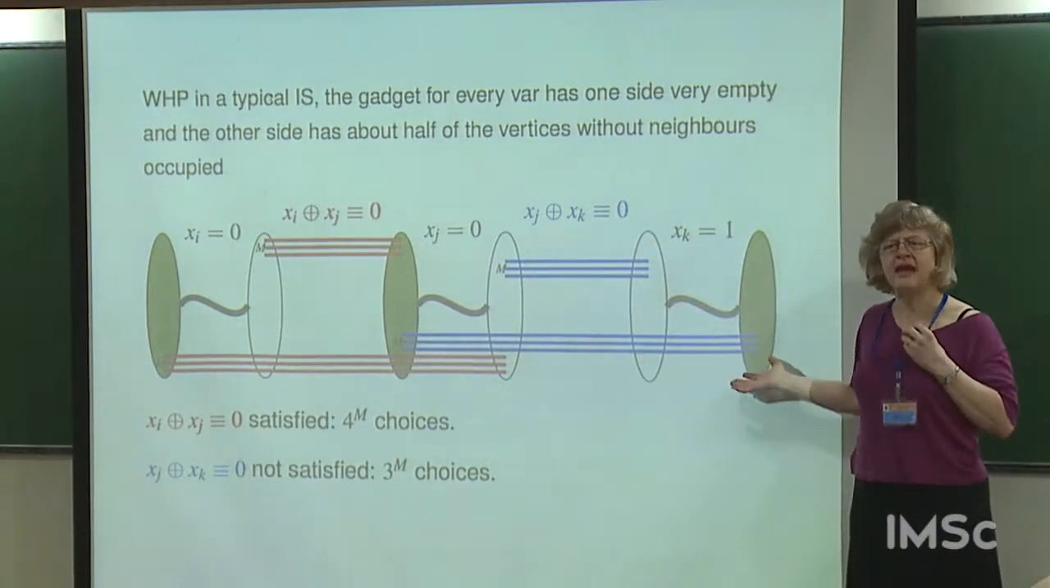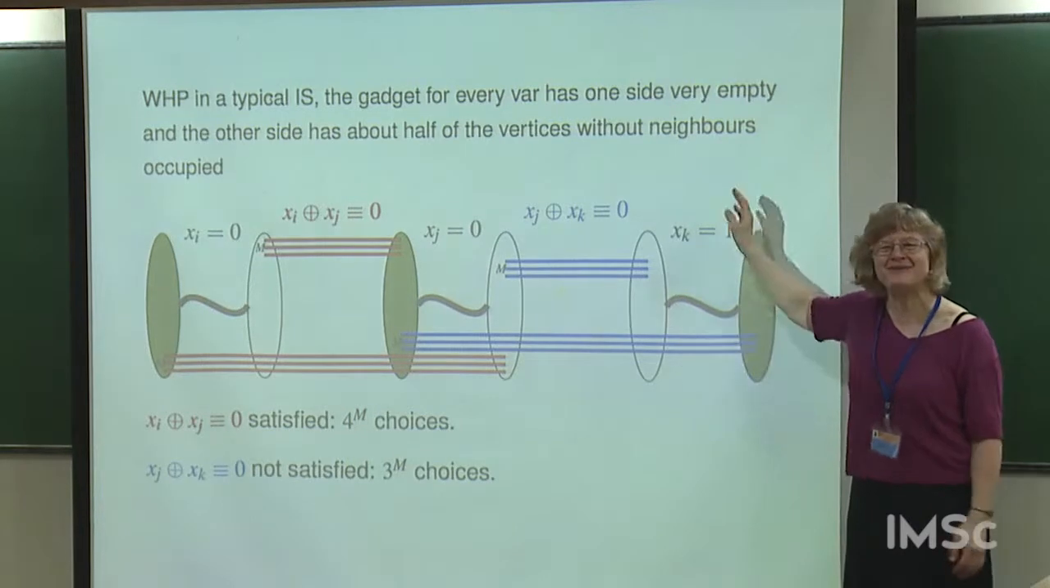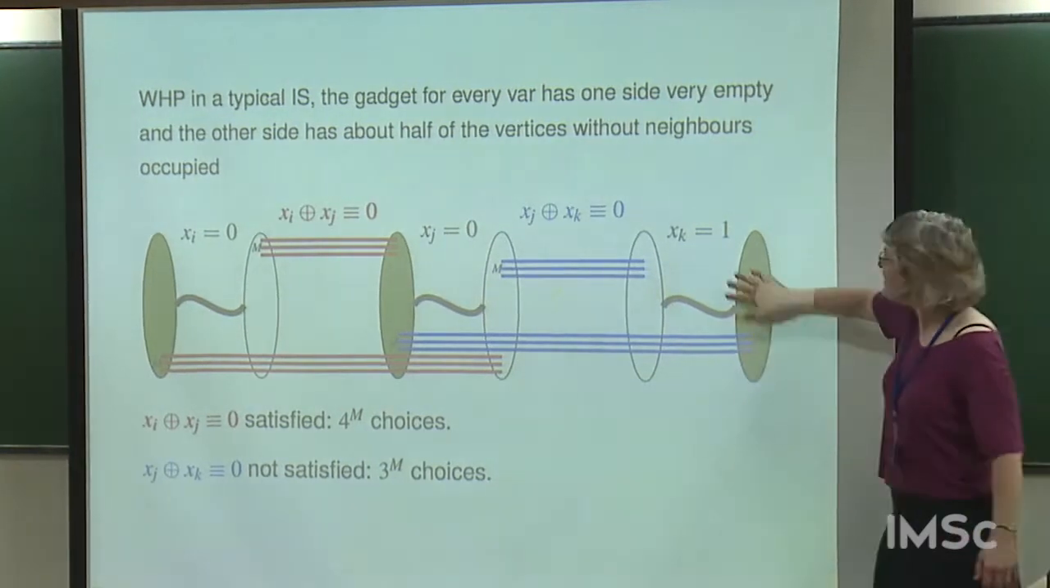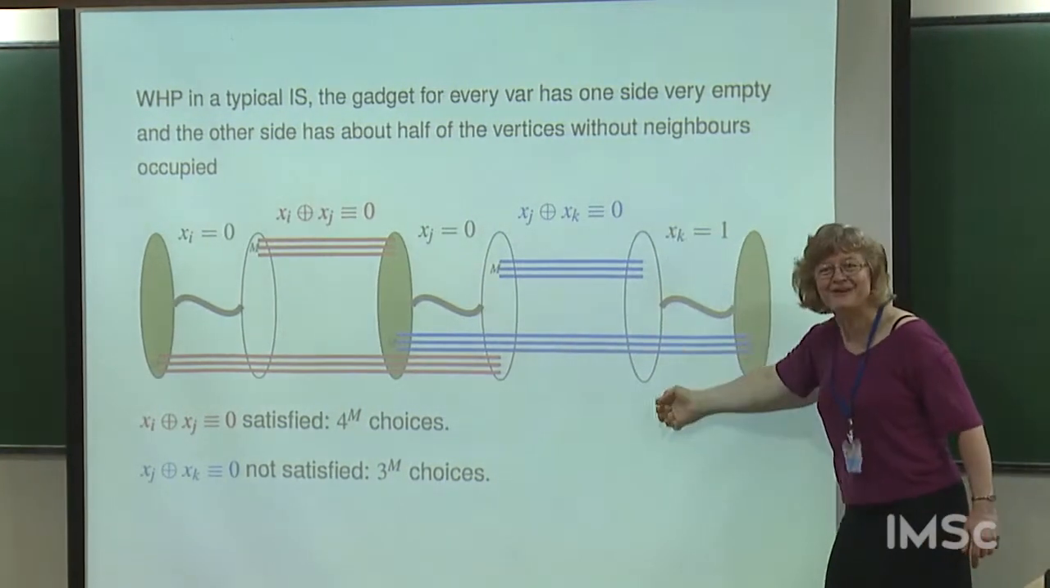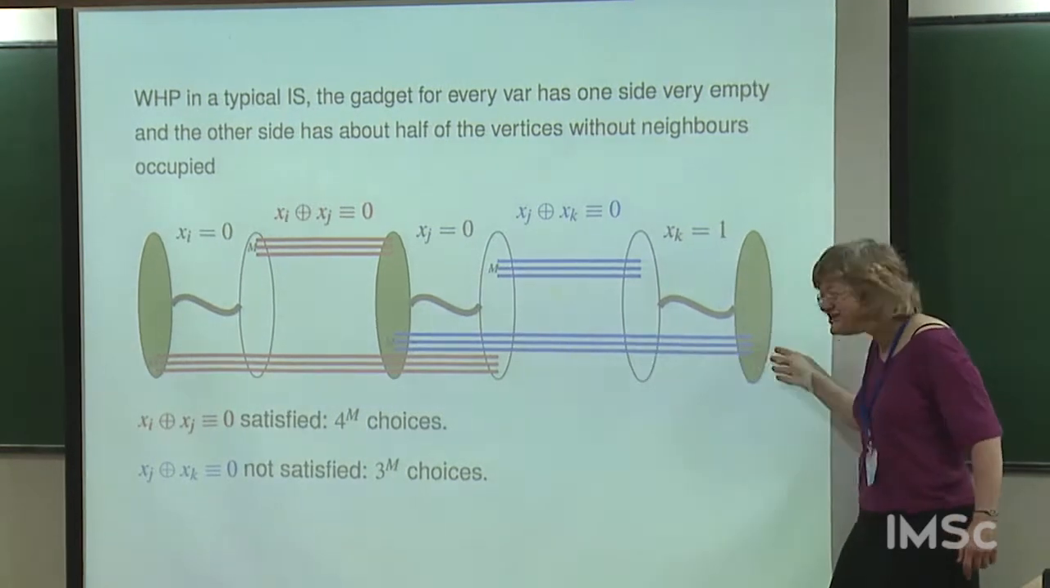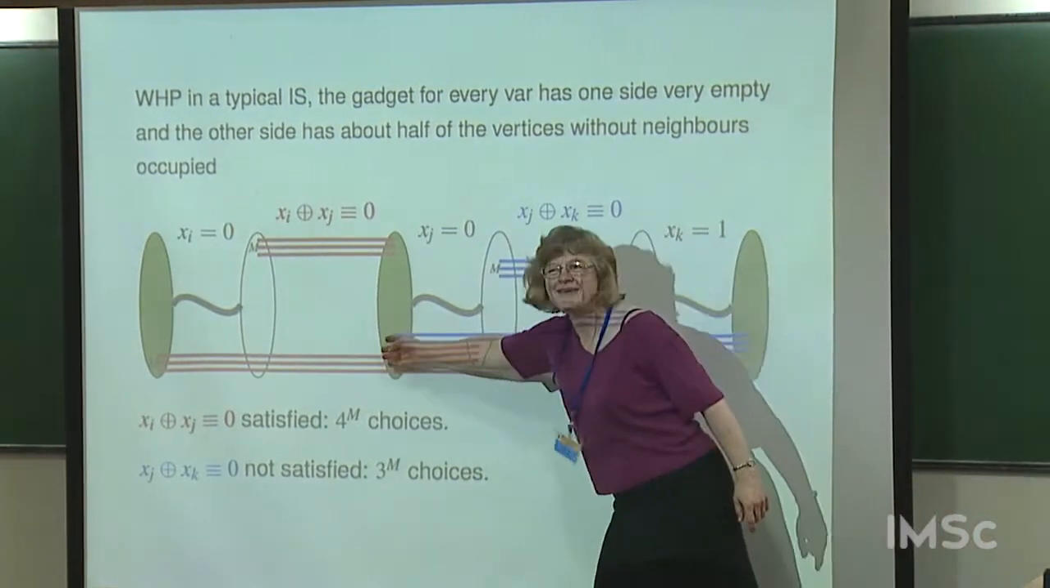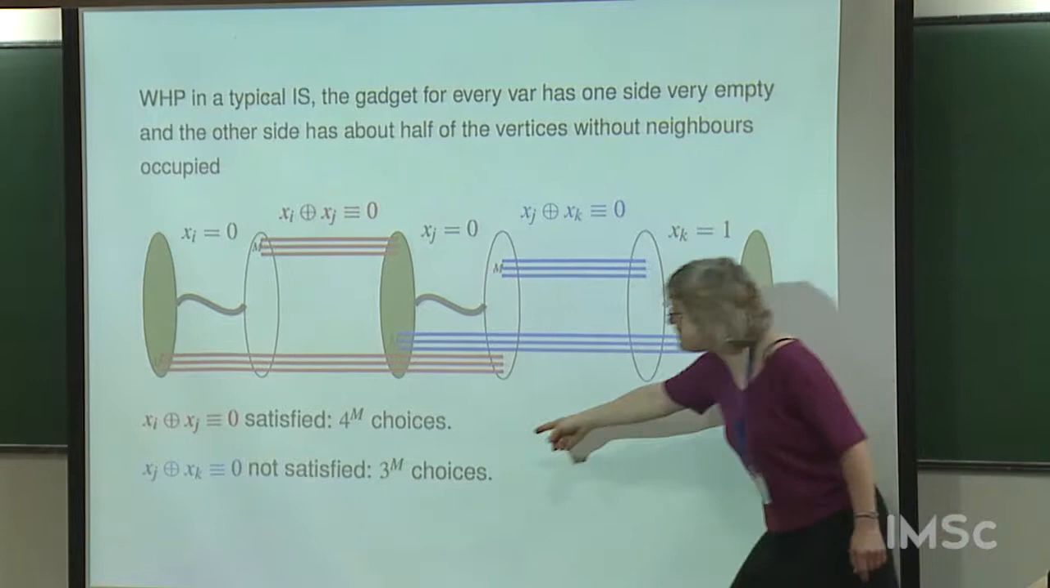Yeah, I know the schematics are really high level. This is a blob. This is a bunch of vertices, yeah? And this is a matching of like that. Does that make sense? So we get 3 to the m choices here.